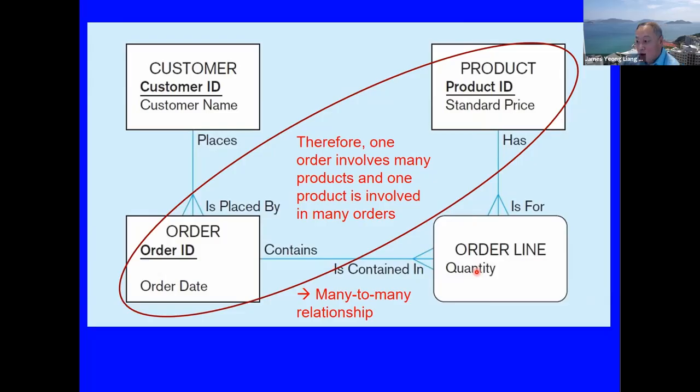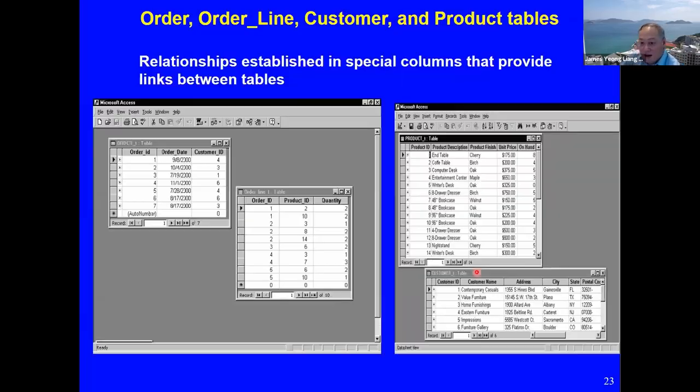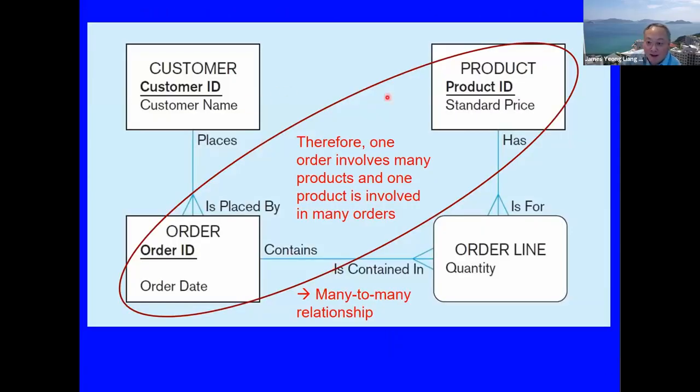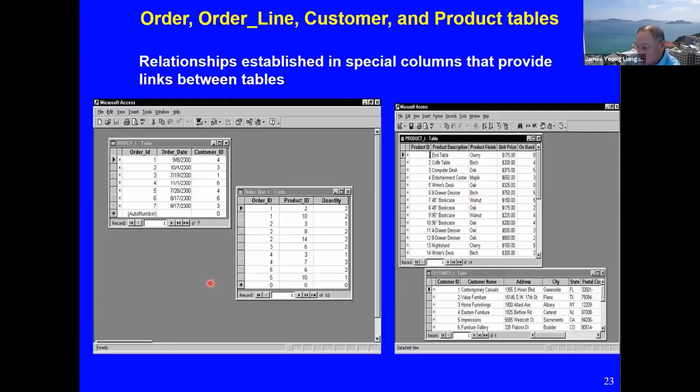All right. Now, once you have done this, we can now create our database. And what do you get? This one, 4 tables. Remember, you have 4 rectangles here, 1, 2, 3, 4. So therefore, you have 4 tables: customer table, product table, order table, and order line table. And then you see that there's something connecting all these tables. And what are these connections?